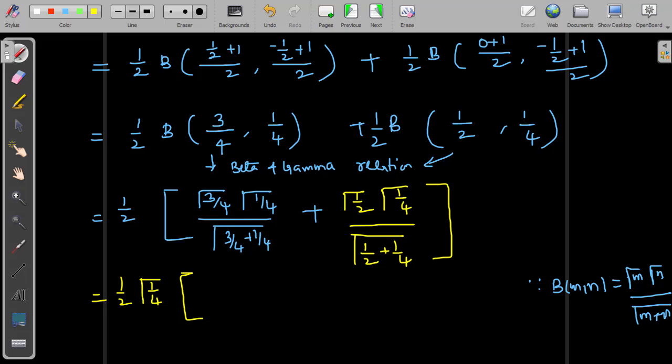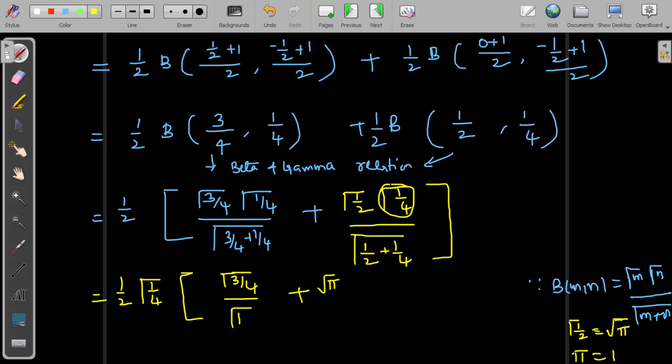Now the leftover part: gamma 3 by 4 in the numerator, divided by only gamma of 4 by 4. 4 by 4 means 1, because the sum of these two fractions is 4 by 4. Plus sign. Again here, this value is already written outside. Now we are left with gamma half, which, as we know, is root pi, a standard value. Also gamma 1 is 1. These results one can remember. This value I replace with root pi.